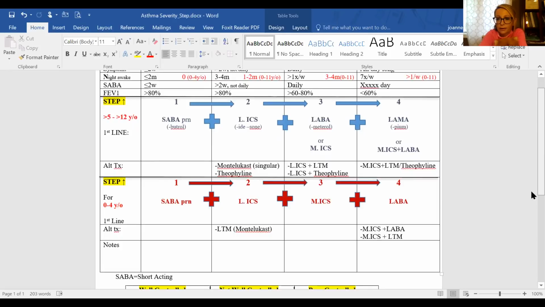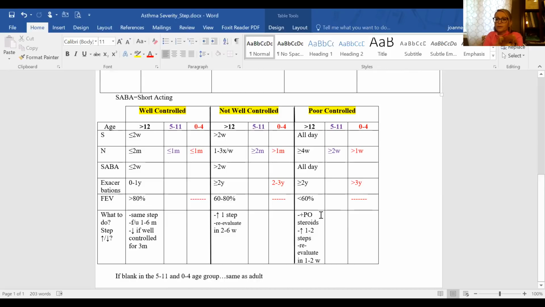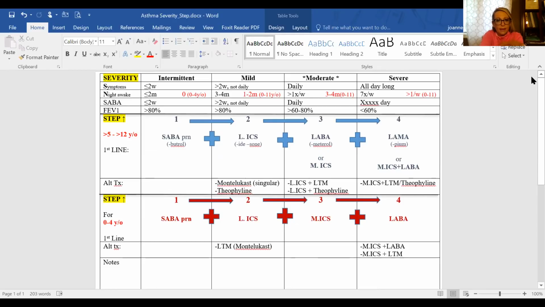And then these patients obviously are sick. So you want to make sure they come back and see you quite fast, 1 to 2 weeks. Okay, let's apply this. Let's apply this to some examples.